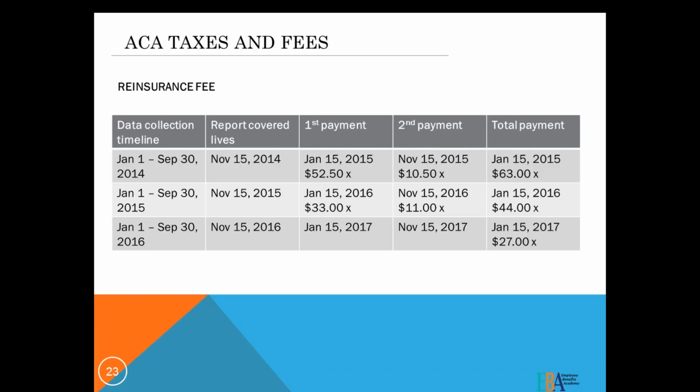I know this gets a little bit confusing, so an example is, let's say the number of covered lives in 2015 was reported by November 15th of 2015. If the plan paid the fee in installments, the bulk of the fee, $33 multiplied by each covered life, was due January 15th, 2016, and the remainder of the fee, $11 multiplied by each covered life, is due November 15th of 2016. I don't know yet the amount of the installments for 2016, so we're still looking at that older data for reinsurance fees.